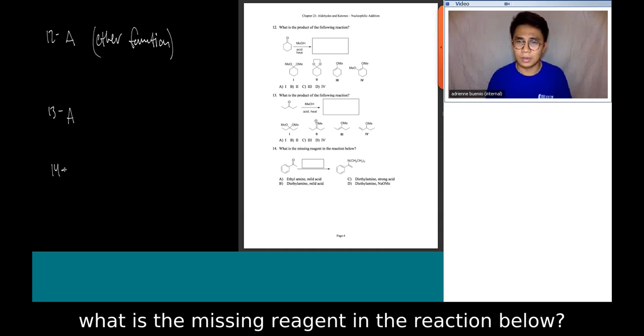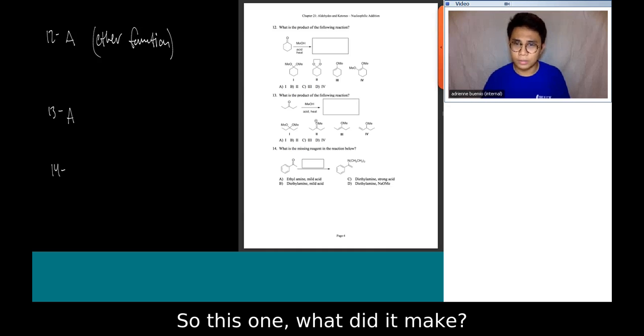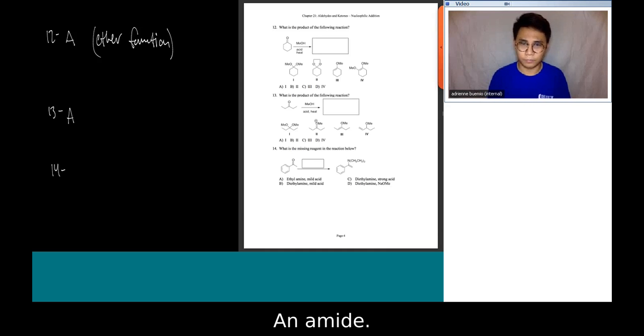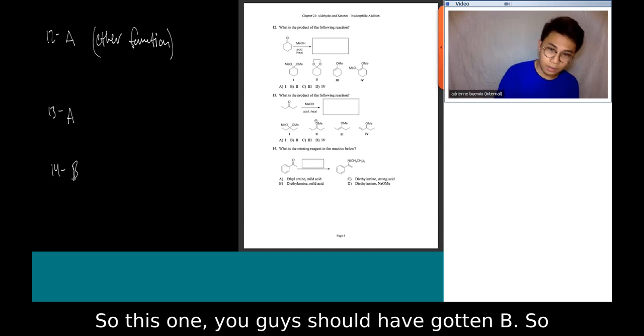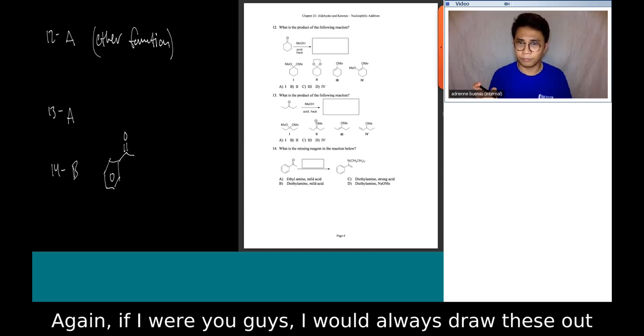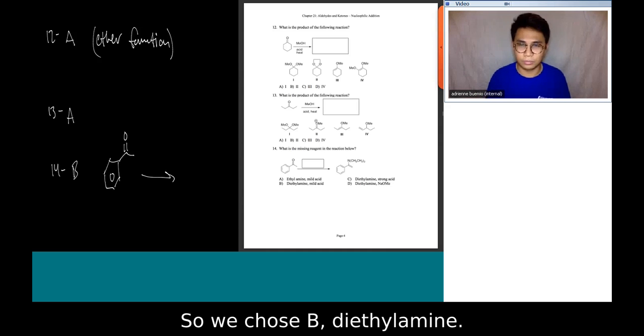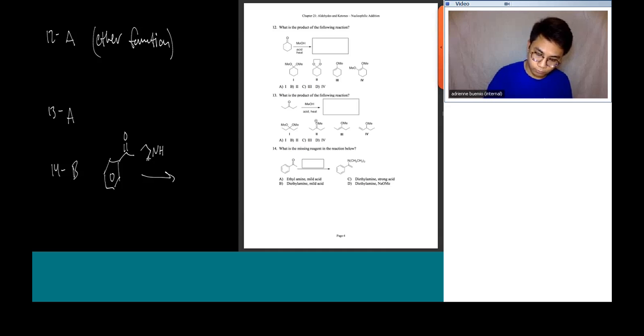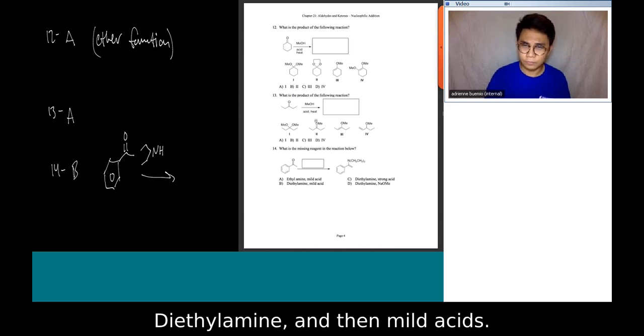14, what is the missing reagent in the reaction below? So this one, what did it make? An amide, right? So in order to make an amide from a carbonyl, what do we need? An amine, right? So this one you guys should have gone B. So let's draw this one. Again, if I were you guys, I would always draw these out, to get a better visual. So we chose B, diethylamine. So something like this, right? Diethylamine, and then mild acid.